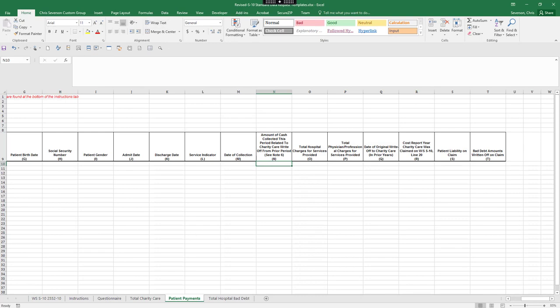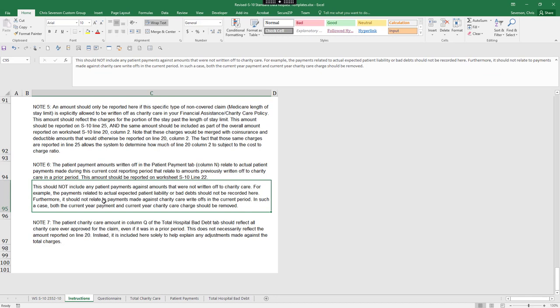So that explains the purpose for this tab and all of these columns. But really, again, Note 6 was what we were talking about there. Note 6 just says pretty much what I talked about. It should not relate to payments made against charity care write-offs in the current period. Both the current year payment and current year charity care charge should be removed. So now let's talk about Note 7.